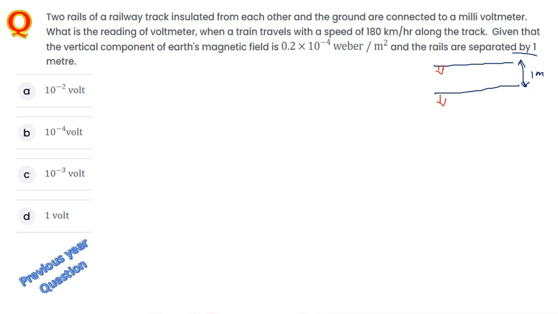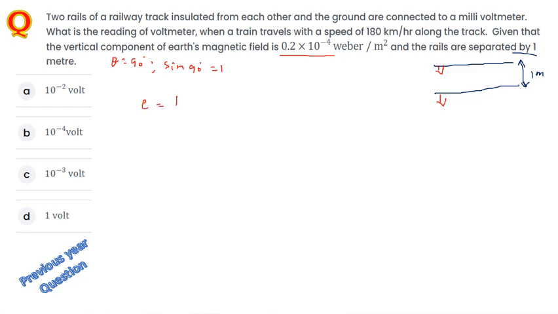What is the reading of the voltmeter, which is the EMF, when a train is moving on the track with a speed of 18 km per hour, given that the vertical component of the magnetic field is at theta equal to 90 degrees. So sin 90 here is 1. The vertical component of the magnetic field is given, and the rails are separated by the distance L.